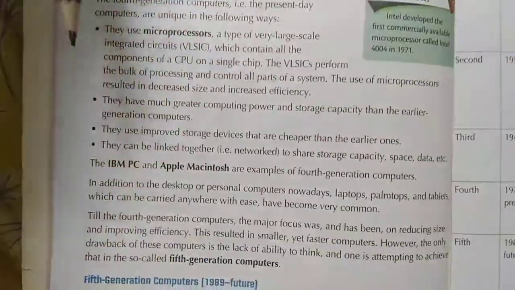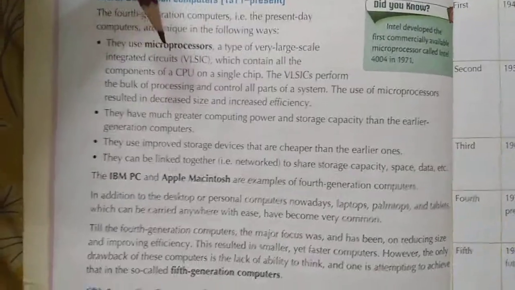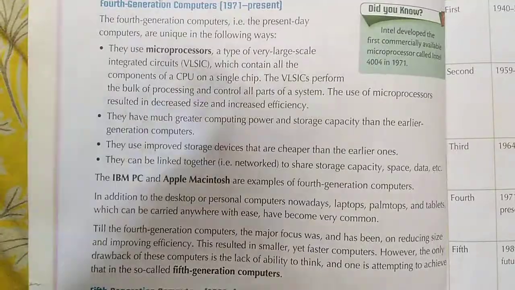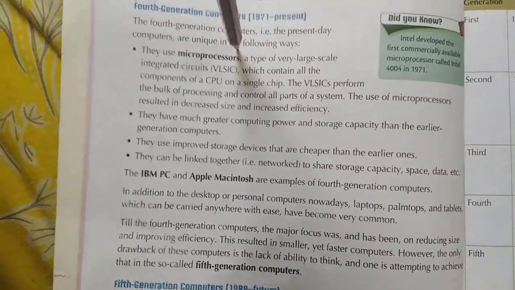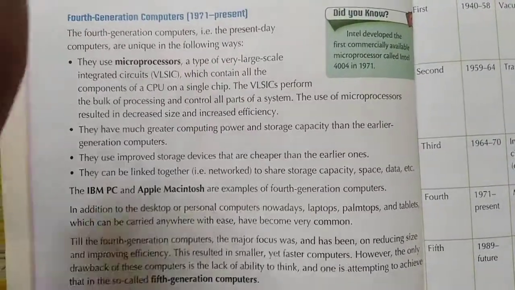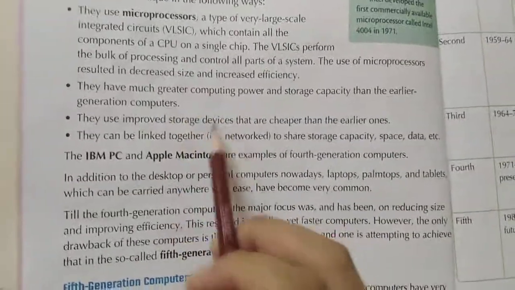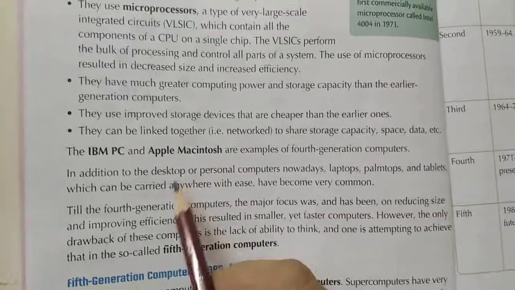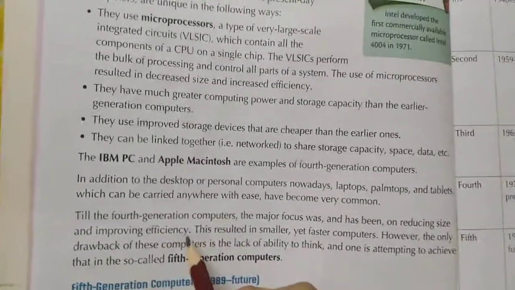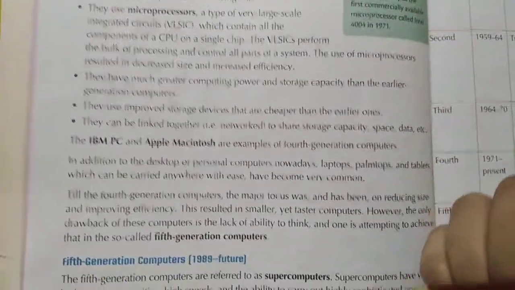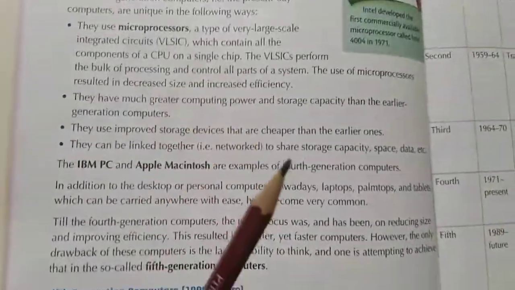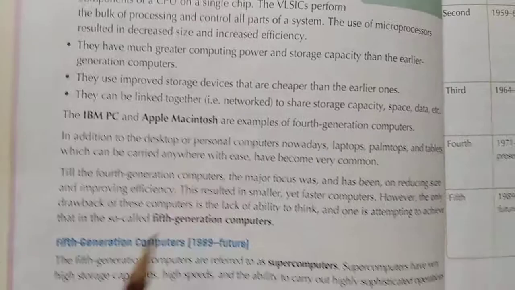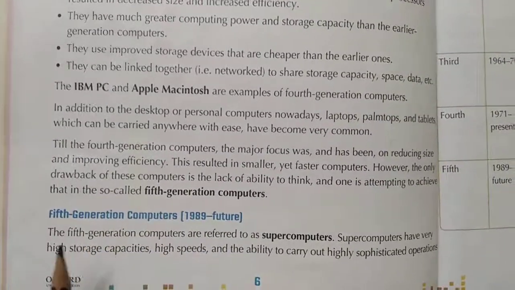Then comes the fourth generation computer. The fourth generation computers are those computers which are available to the common man, meaning anyone can buy them. They are expensive, but not so much that no one can buy them. These are the computers which have microprocessors which can calculate very fast. These computers are designed to reduce the size, reduce the cost, and speed up the calculation speed.